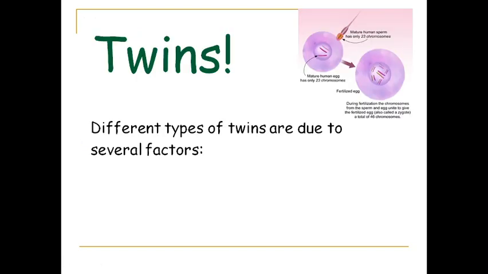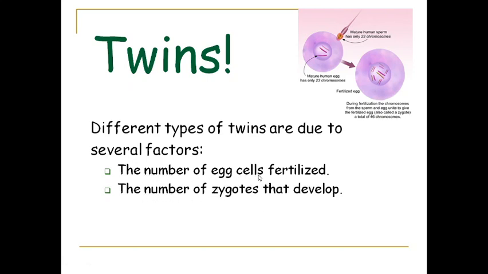So the different types of twins that occur can be due to several different factors. So let's just remember, up here, look at this picture here, the way fertilization works. Sperm cell fuses with egg cell, and that will create your fertilized egg, also known as your zygote. So the way twins form is dependent on either the number of eggs that are fertilized, or the number of zygotes that develop.